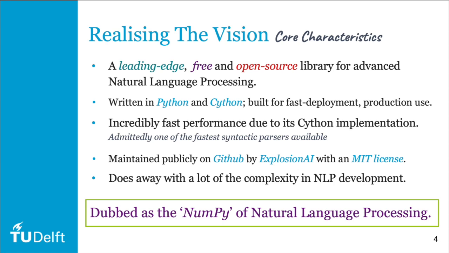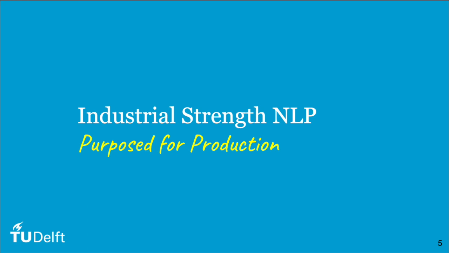Today, SpaCy is a leading edge free and open source library for advanced NLP. Written in Python and Cython, it is built for fast deployment and production use. It is one of the fastest syntactic parsers available and it's maintained publicly on GitHub by Explosion AI. SpaCy is dubbed as the NumPy of NLP, which according to us is quite high praise.